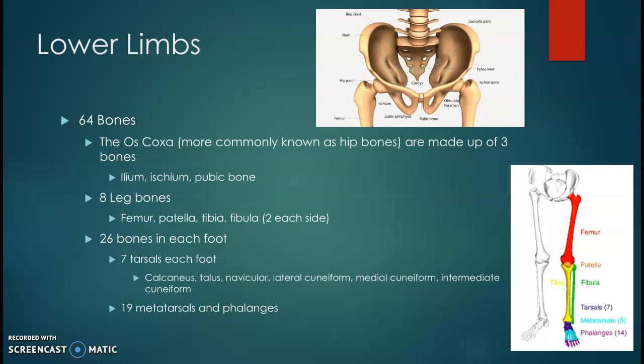So next is 26 bones in each foot. There are 7 tarsals on each foot, which is a lot like the hand wrist bones, but these bones include your calcaneus, which is like your heel bone, your talus, navicular, lateral cuneiform, medial cuneiform, and intermediate cuneiform. On the next page, I have a better picture where you can see where those are located side by side in the correct position. And then finally, there are 19 metatarsals and phalanges, just like your hands.